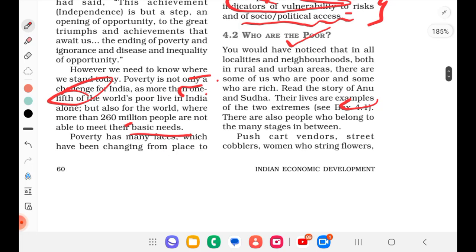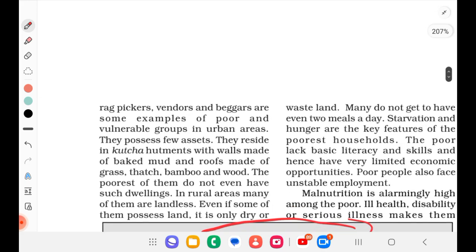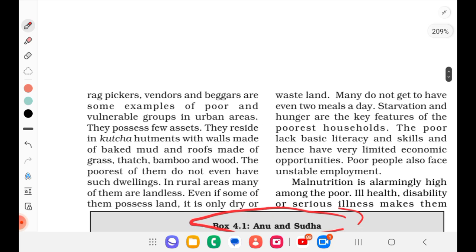There are also people who belong to many of the stages in between. Push cart vendors, street cobblers, women who string flowers, rag pickers, vendors and beggars are some examples of poor and vulnerable groups in urban areas. They possess few assets. They reside in kacha hutments with walls made of baked mud and roofs made of grass, thatch, bamboo and wood. The poorest of them do not even have such dwellings.